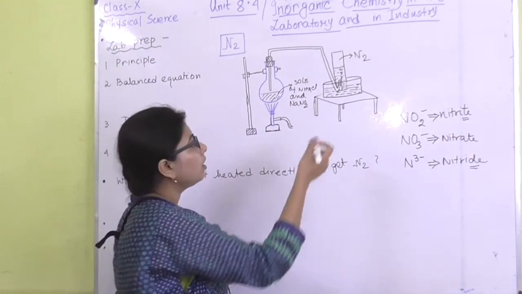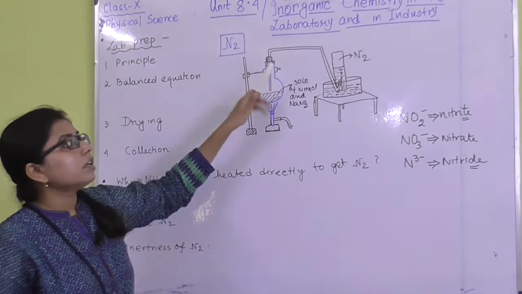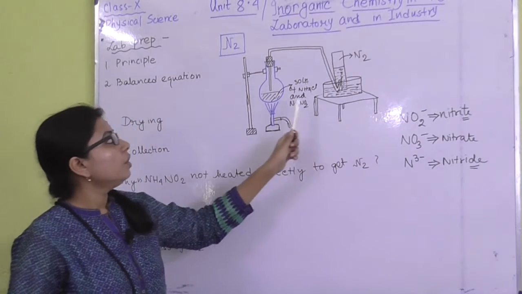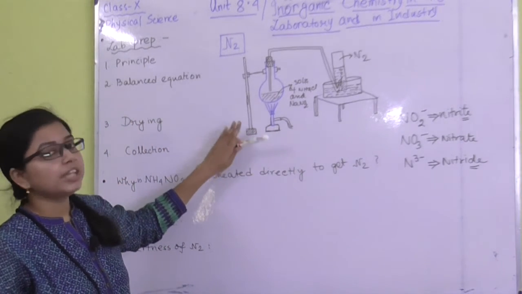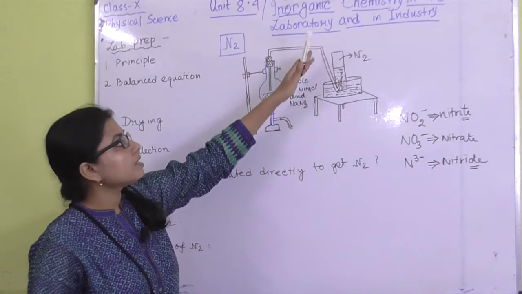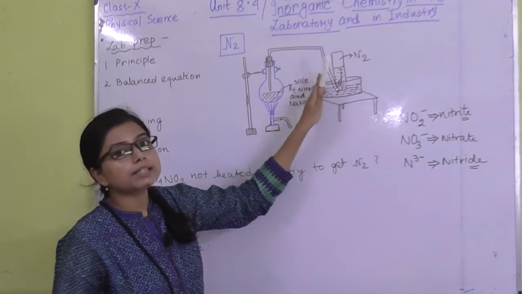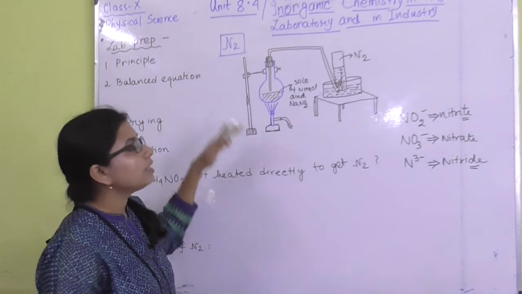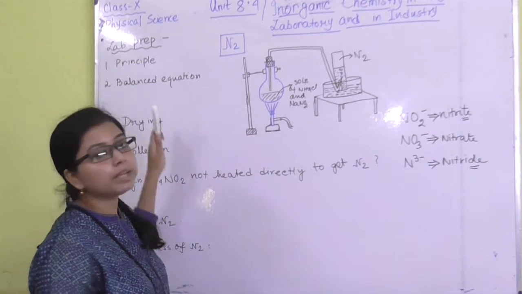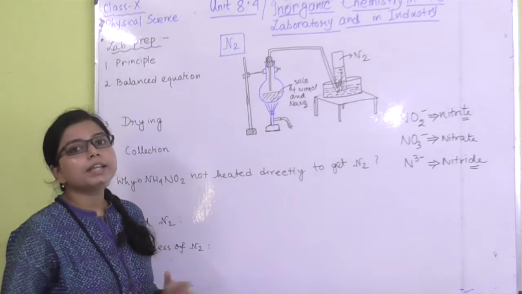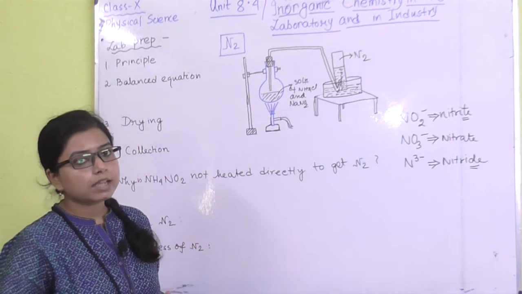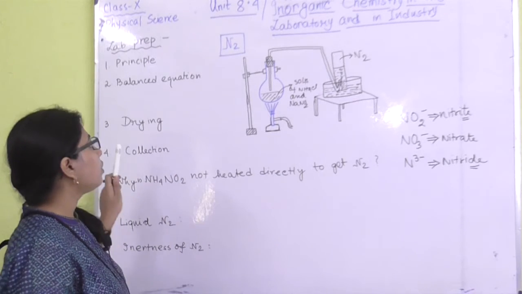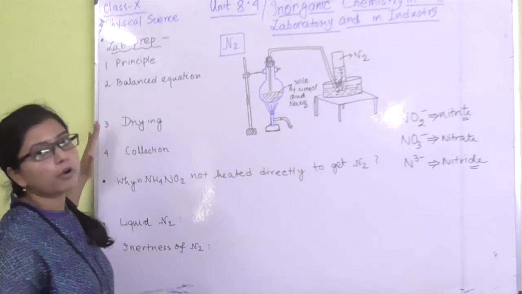Now see in the figure, we can see here the solution of ammonium chloride and sodium nitrite, this first one, and the mixture is heated here gently, and the developed gas is collected by the downward displacement of water. So we already know that for this kind of laboratory preparation, we have to learn about the principle, about the balanced chemical equation, about the drying process, about the purification process, and about the collection process. Here we have 4 points to know.